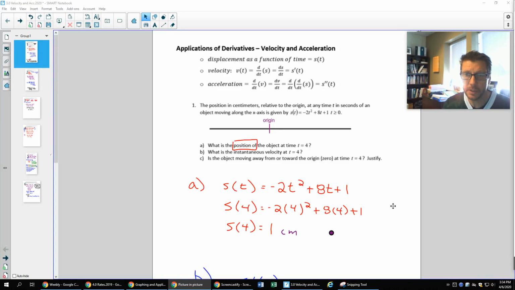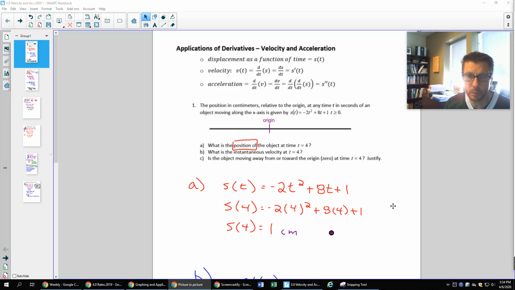To know if you're moving away or towards something, you need to know two things. In other words, if you read the problem, part C is asking us to know if we're moving away or towards the origin. And in order to know that, you need to know where you're at and then what direction you're moving in at that time as well.